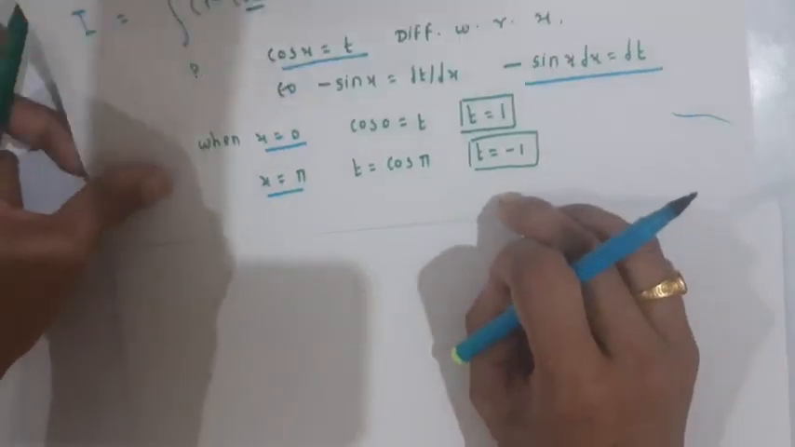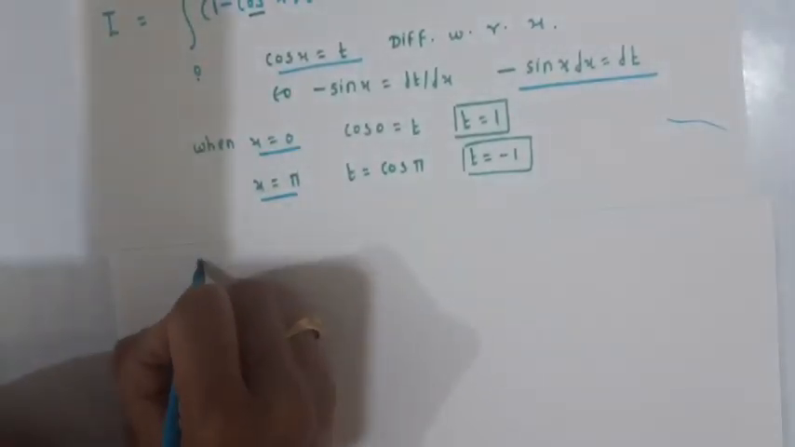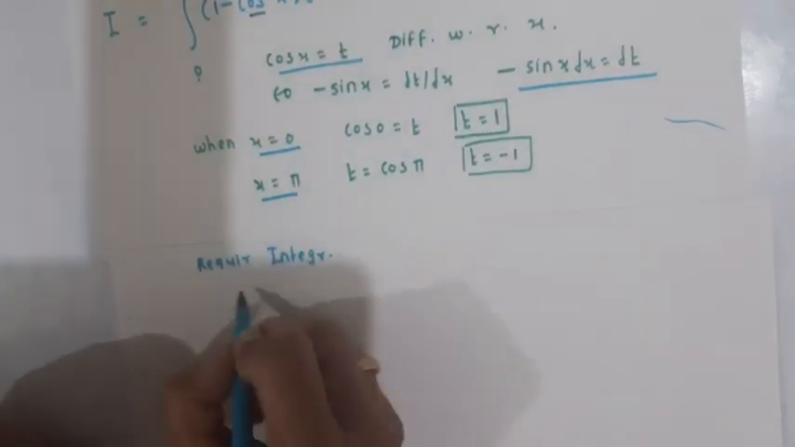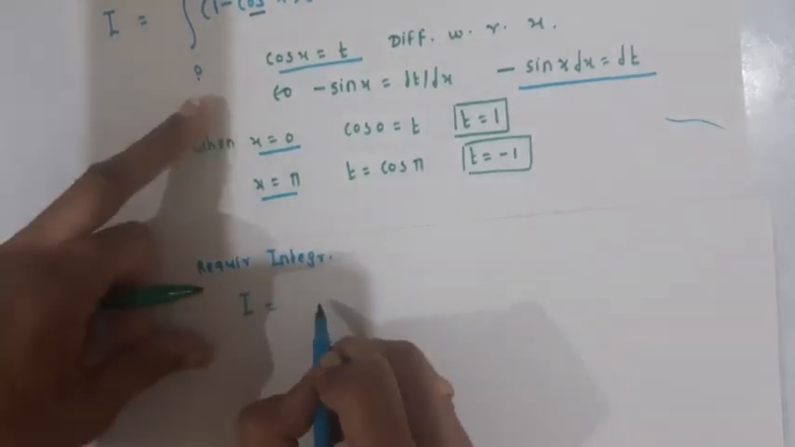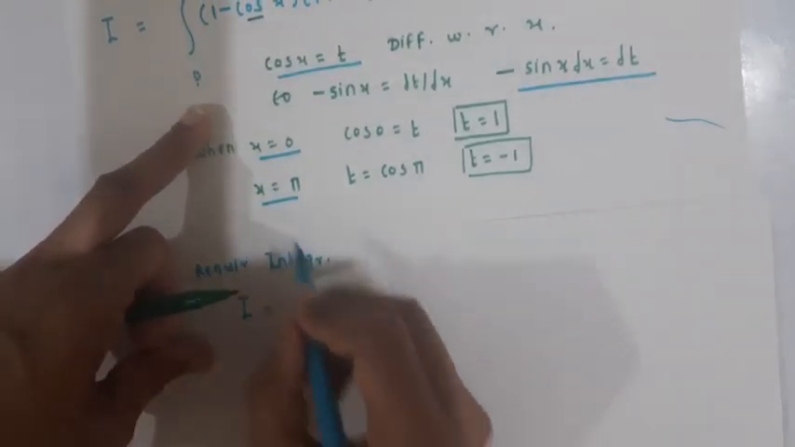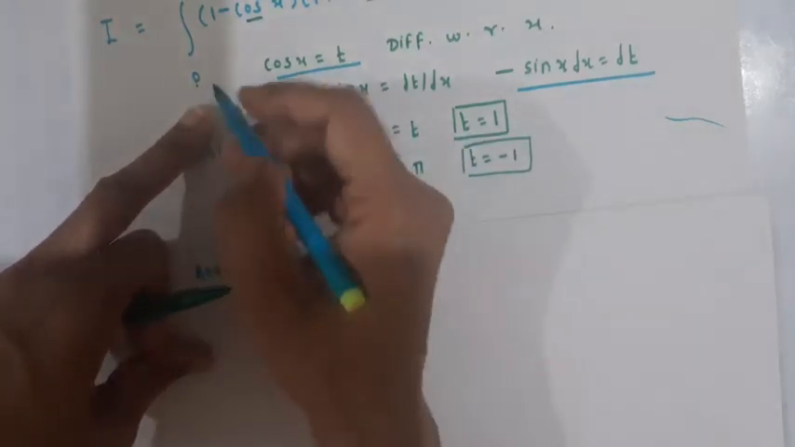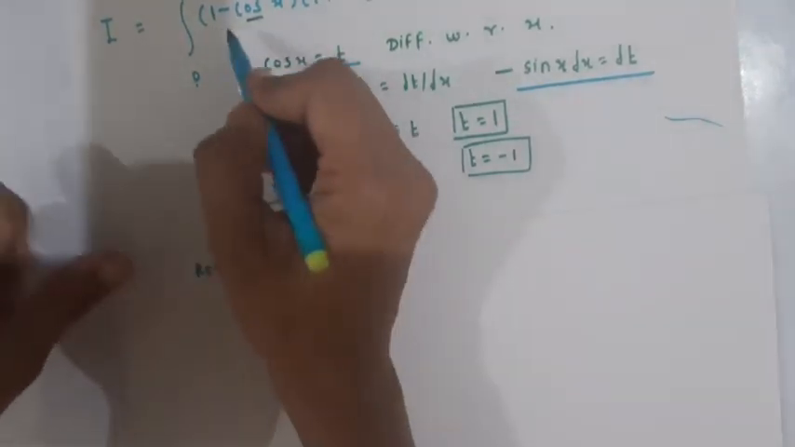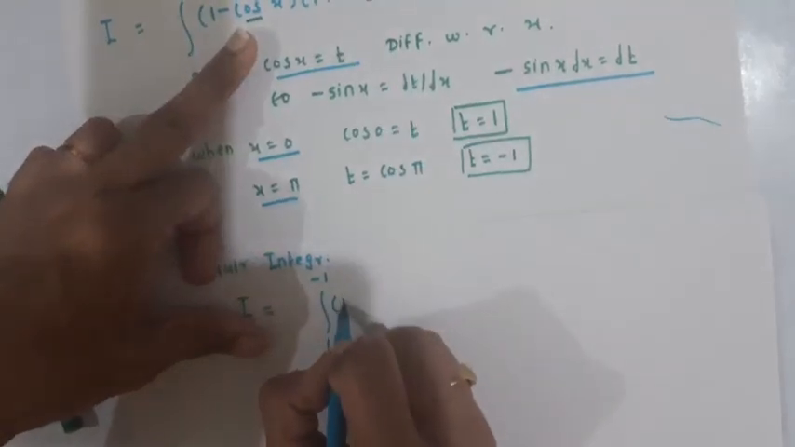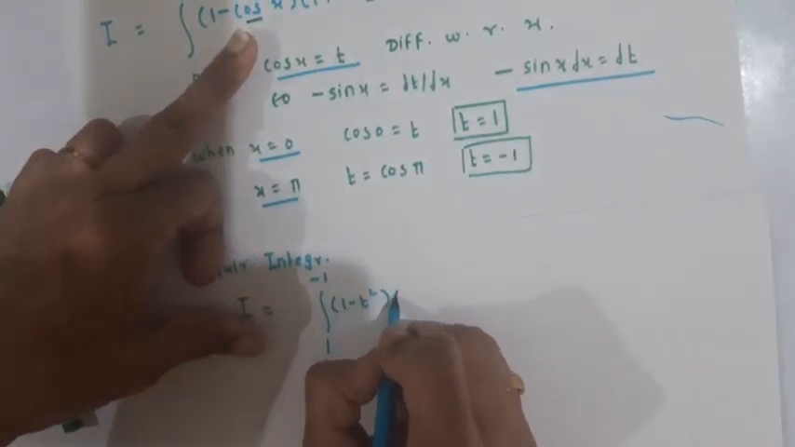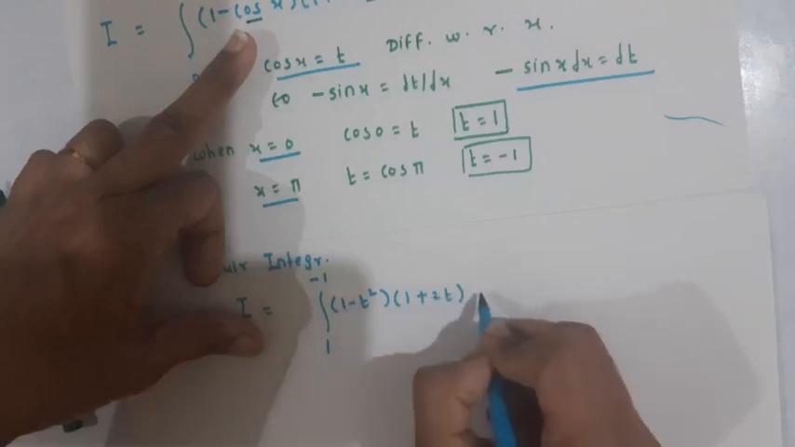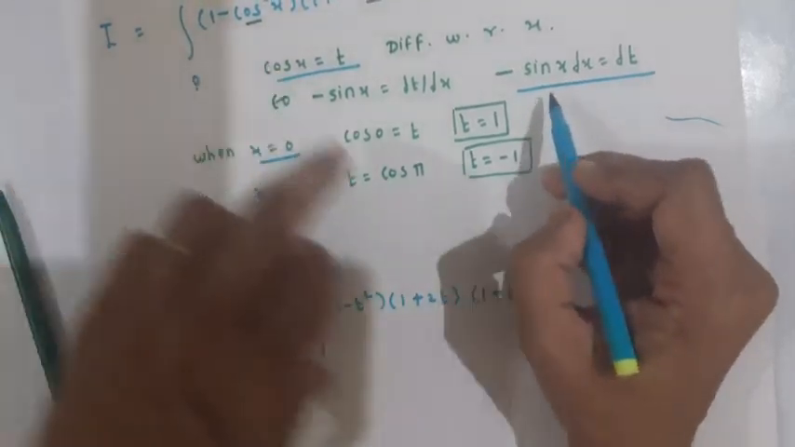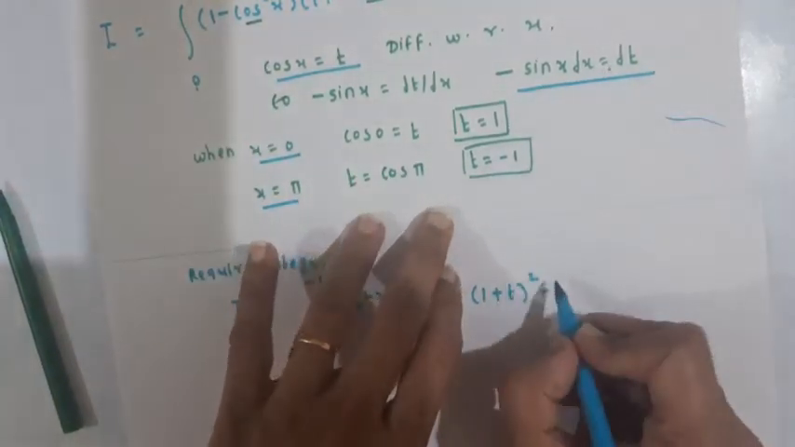Our required integration is I equal to, lower limit at x equal to 0, t equal to 1, at x equal to pi, t equal to minus 1. Now cos x equal to t, therefore this is 1 minus t square, 1 plus 2t into 1 plus t whole square, and that is minus dt. Sin x dx equal to minus dt.